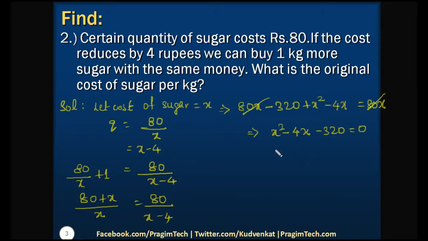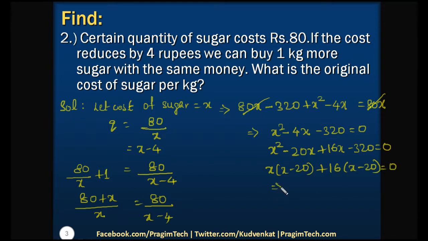We'll factorize this quadratic equation. So in the middle we have to get 4, and once we multiply those two numbers we should get 320. So we'll consider it as 16 and 20, so that 20 minus 16 is 4 and 20 into 16 is 320. As it is minus, we'll take the greater number as minus: x square minus 20x plus 16x minus 320 equals 0. By taking x common, x into x minus 20, plus 16 common, x minus 20, this is equal to 0.